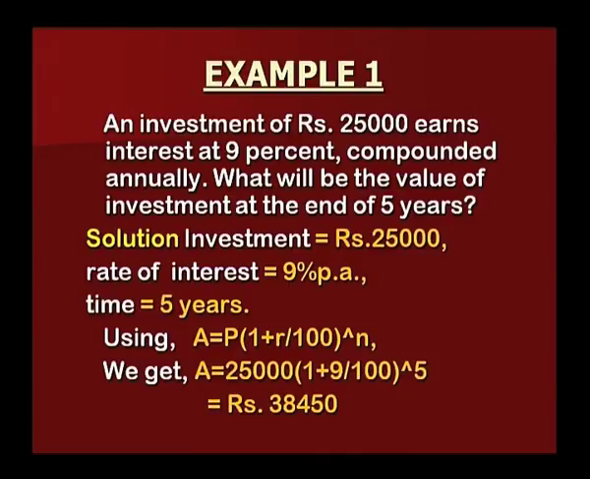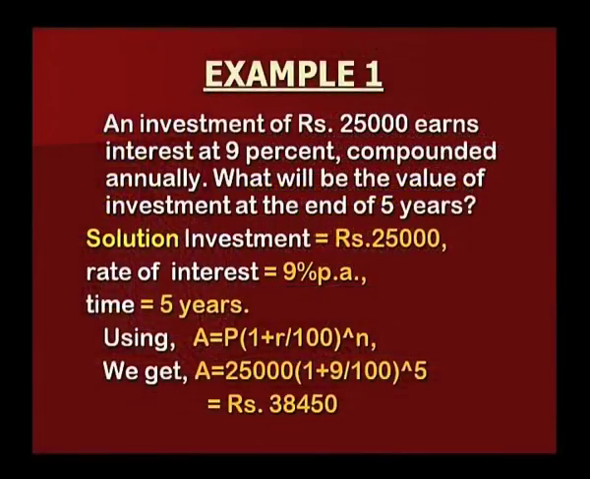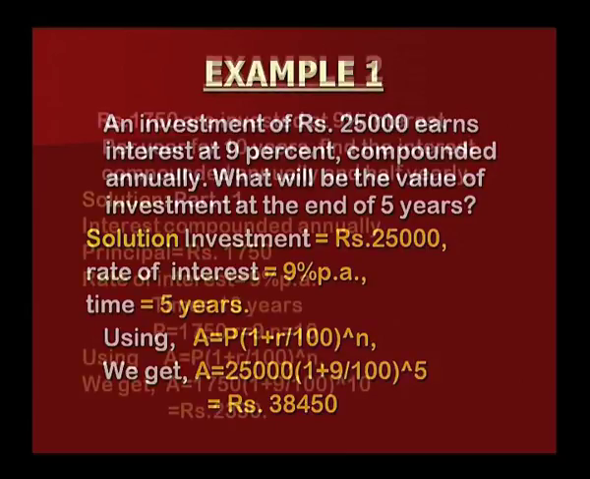Using the formula A is equal to P(1 + R/100)^n, we get A is equal to 25,000 multiplied by (1 + 9/100)^5, that is equal to rupees 38,450. Here the calculation is performed by using log and anti-log system. Now, I am going to explain you another type of problem.